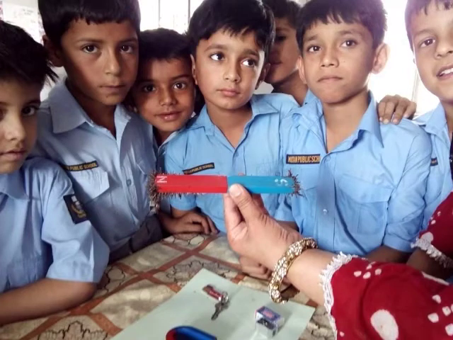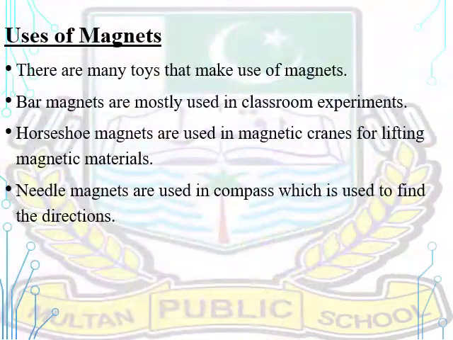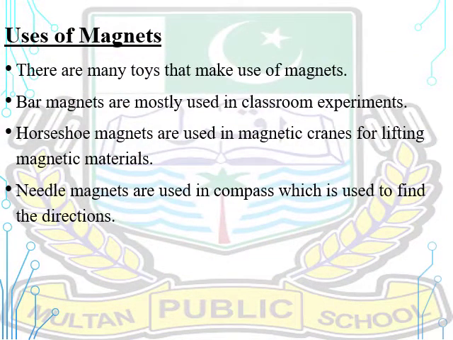Bar magnets are mostly used in classroom experiments. These magnets are used in finding directions. Uses of magnets. There are many toys that make use of magnets. Horseshoe magnets are used in magnetic cranes for lifting magnetic materials. Needle magnets are used in compass, which is used to find the direction.